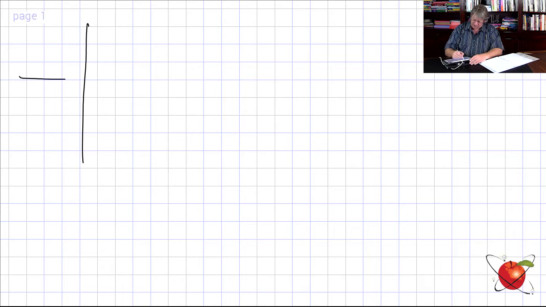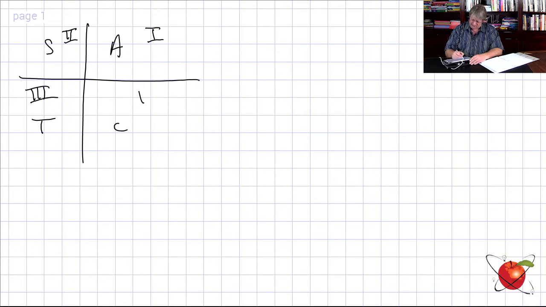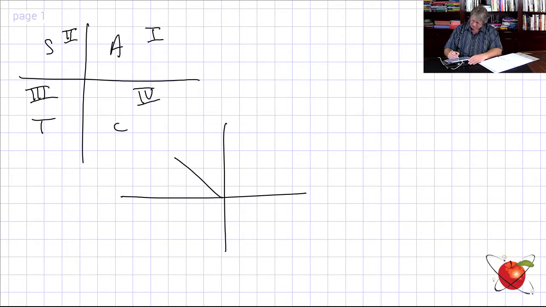Now, essentially, you know that the Cartesian plane is going to be divided up like that, correct? ASTC, quadrant 1, quadrant 2, quadrant 3, and quadrant 4. Now you know that ASTC stands for all positive, sine positive, tan positive, and cos positive. We're going to essentially be looking at angles now that come into these quadrants.